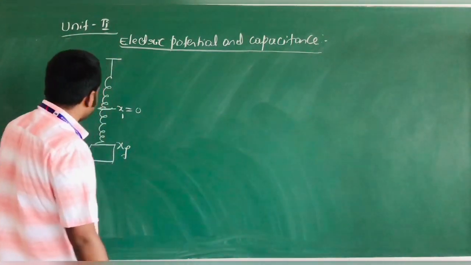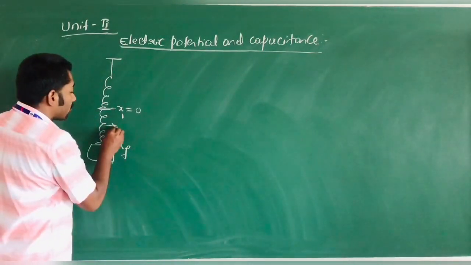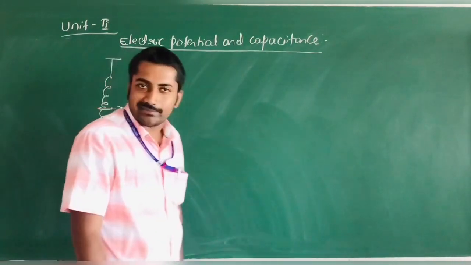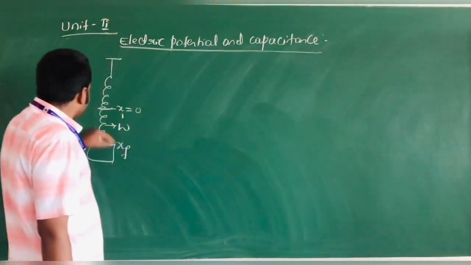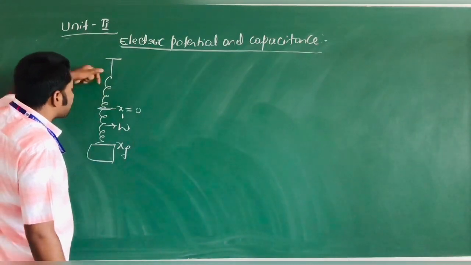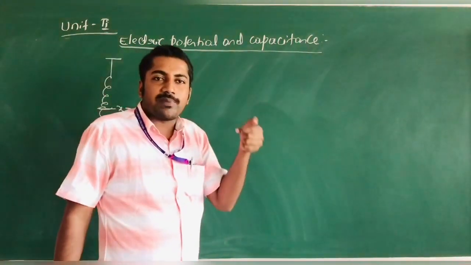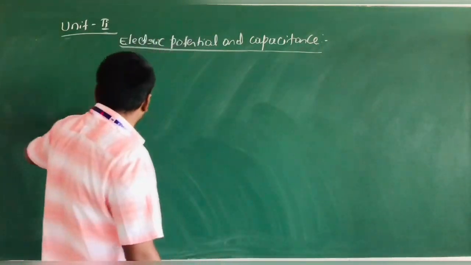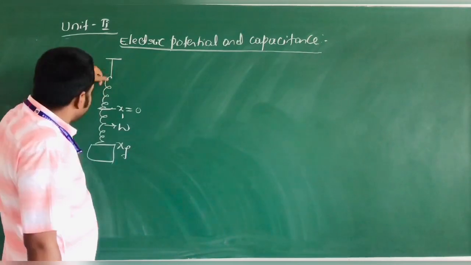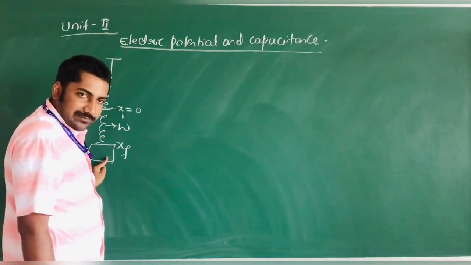When this spring is moved from this position to this position, a certain amount of work is done here. Here the potential energy is stored initially. Potential energy means energy possessed by the body by virtue of its position. Here this potential energy is converted into kinetic energy.